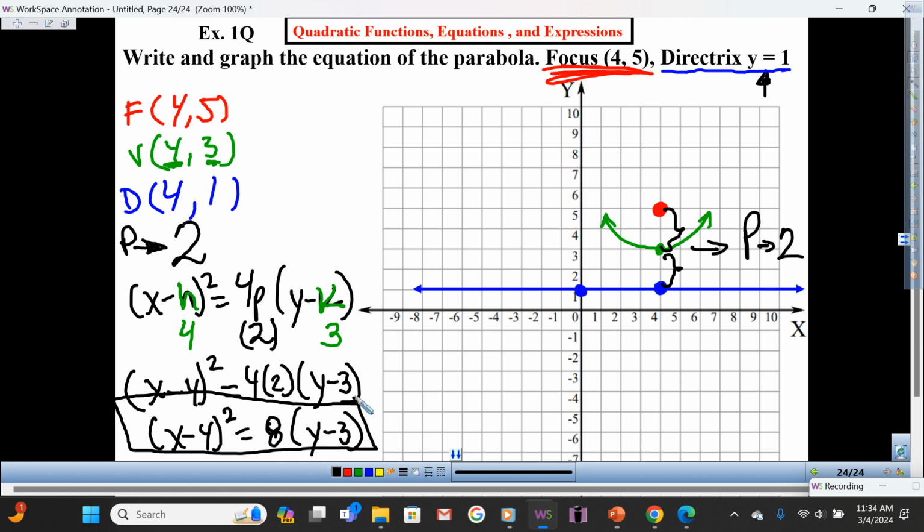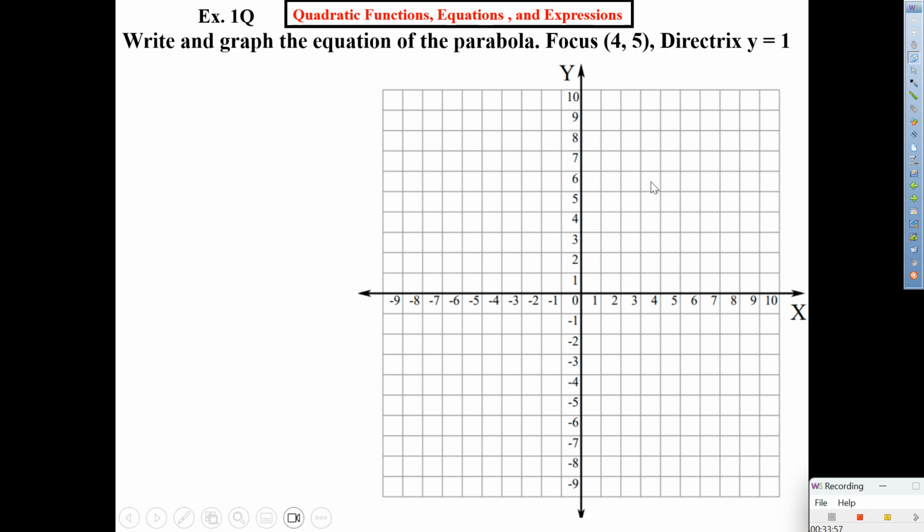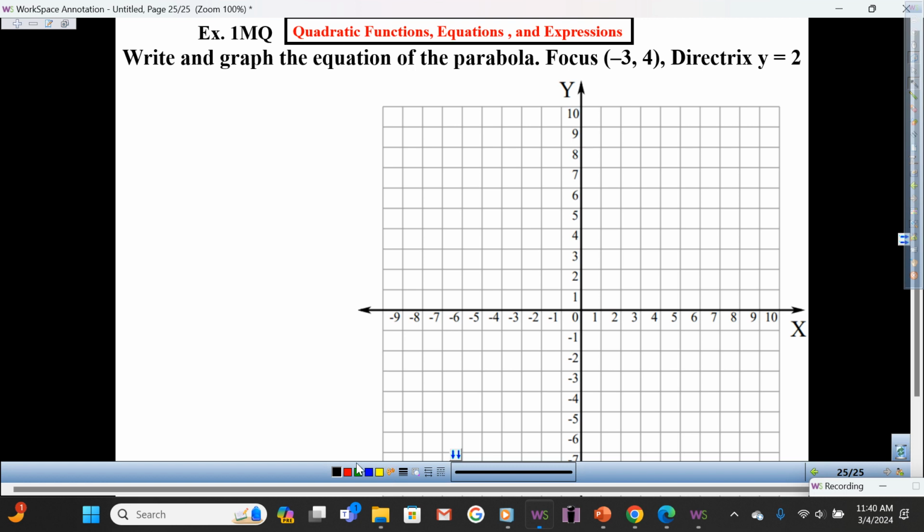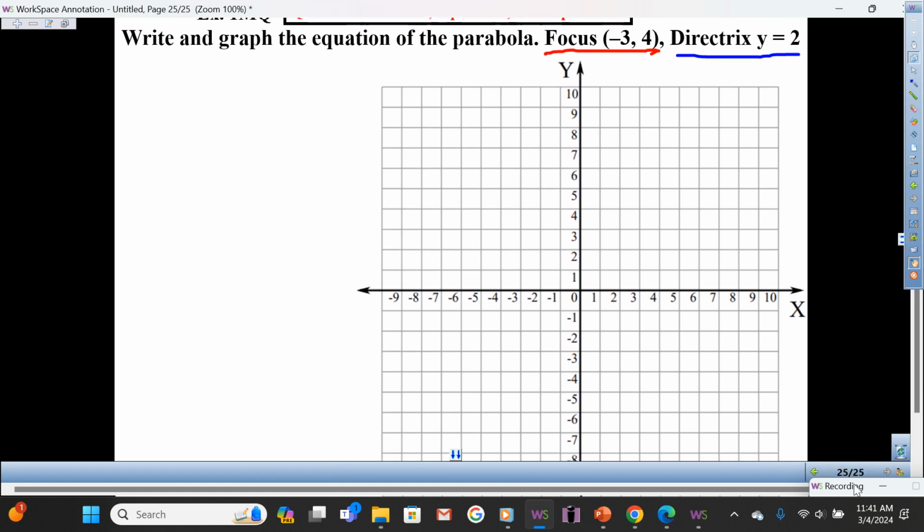Let's go. All right, example 1, super Q. Copy this one. Focus (-3, 4), and directrix y equals 2. I'll give you a head start, and then we'll have somebody get us started with the whole process. And go.